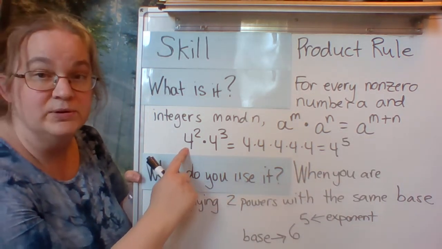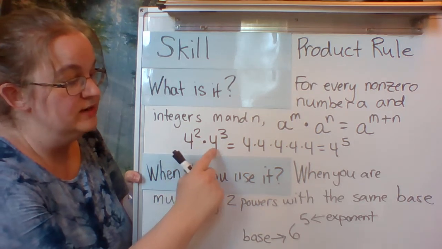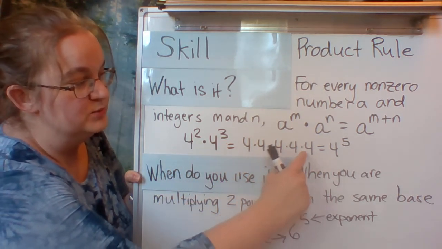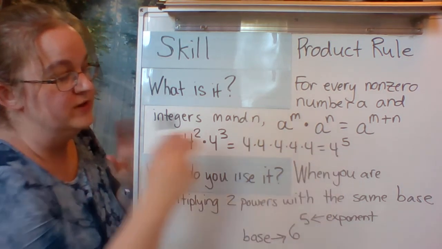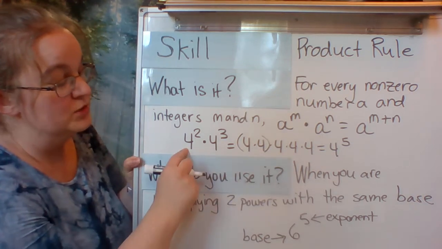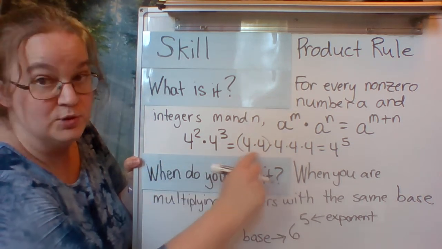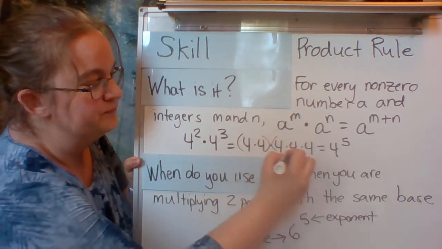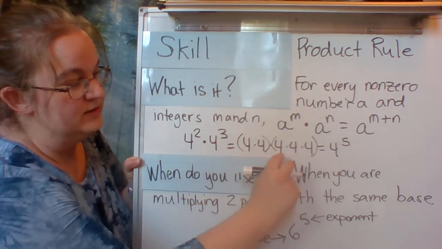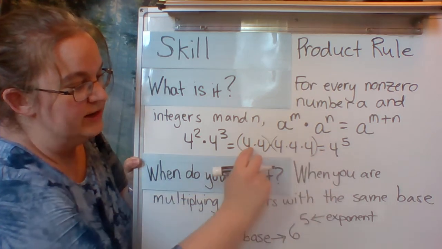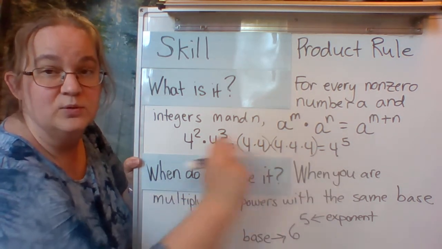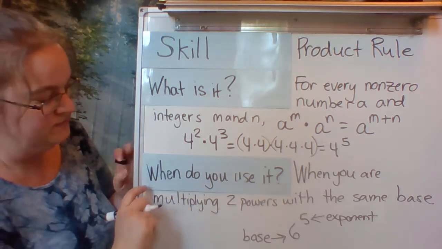So here's an example. 4 squared times 4 to the third equals 4 times 4 times 4 times 4 times 4, which equals 4 to the fifth. If I take this, the 4 squared means 2 4s multiplied together, times here you've got 3 4s multiplied together. But since they're all multiplied, you have 1, 2, 3, 4, 5. So it's 4 to the fifth. So you can see that it works for this, okay?